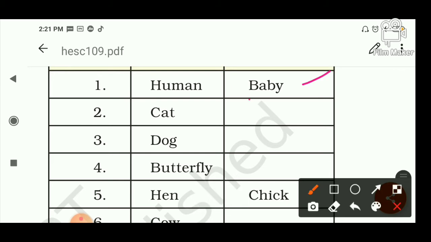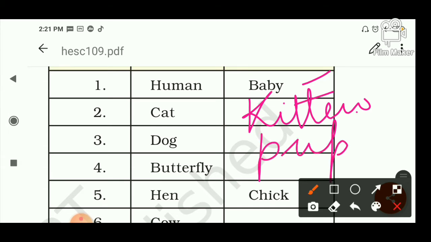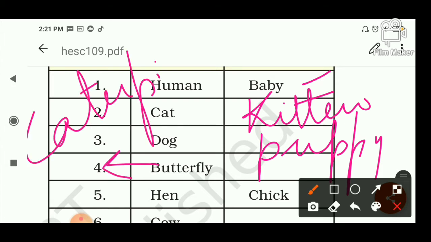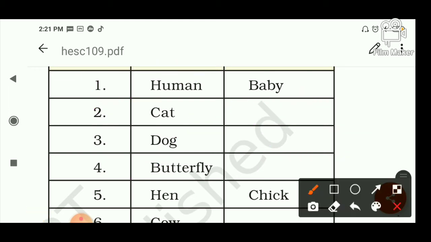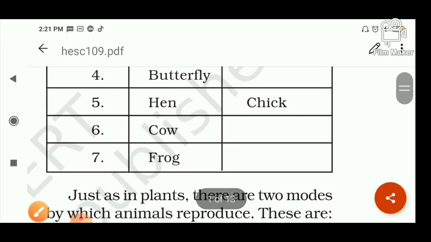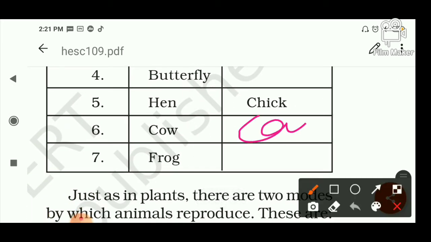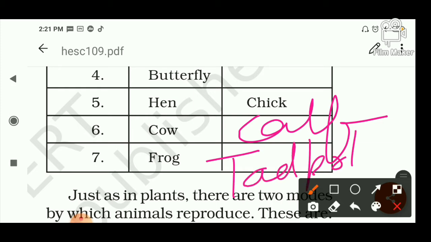The young one of the cat is called kitten. Dog is called puppy. Butterfly, it may be caterpillar or larva. The young one of the hen is called chick, and the young one of the cow is called calf. Frog, it is called tadpole, right? Then you have to fill this table and note it down in your notebook also.